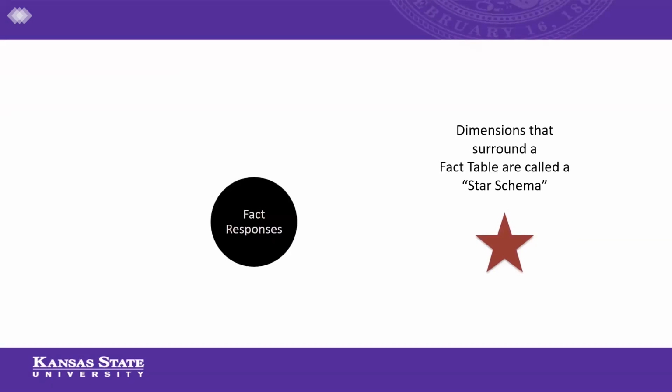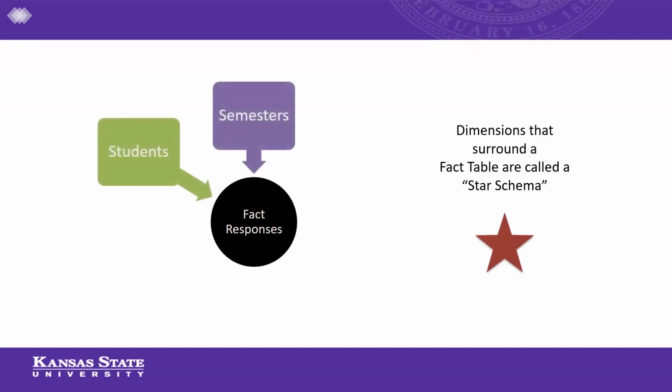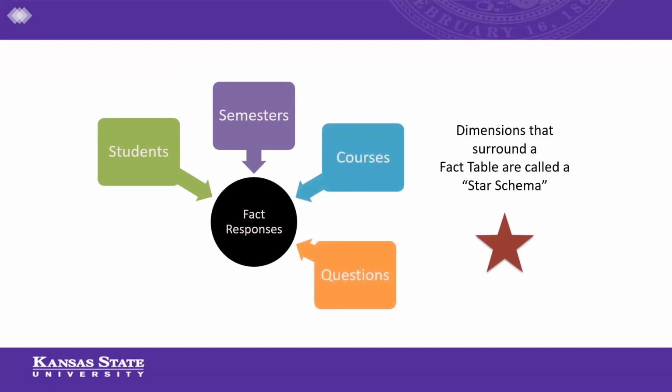So you have maybe your fact table in the middle, and then surrounding that, you would have dimensions, maybe a student dimension. Maybe you want to break things down by what semester the responses came from. So you might have a semester dimension, what course it came from, what question the students are responding to in the survey, and the actual responses and response text. So this is what we're going to build over the next 45 minutes or so.